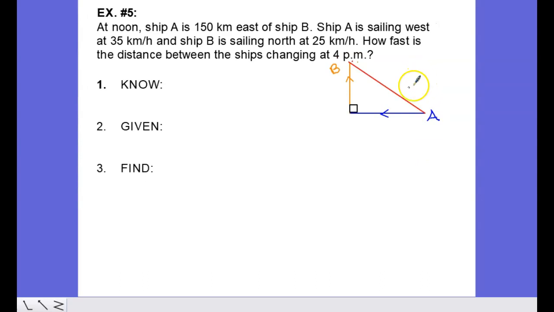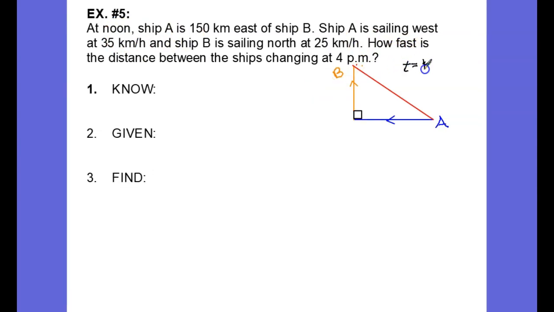Alright, so here we have a picture laying out a triangular relationship based on cardinal directions. So the vertical axis represents our northerly direction, and here we have our east to west relationship for ship A. Now notice that at time t equals 0, both ships are on the x-axis. B has not yet started sailing, A has not yet started sailing, and they are separated by a horizontal distance of 150 kilometers. So let's call the distance that B travels during the 4 hours elapsed since noon to 4 o'clock. Let's make a note that t is going to be equal to 4 hours.